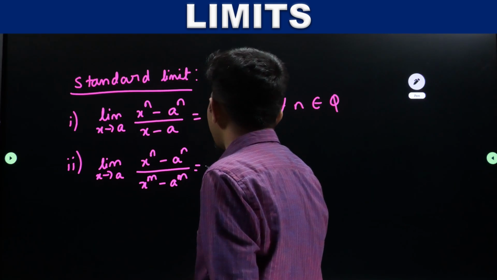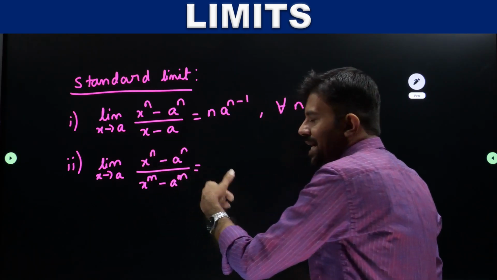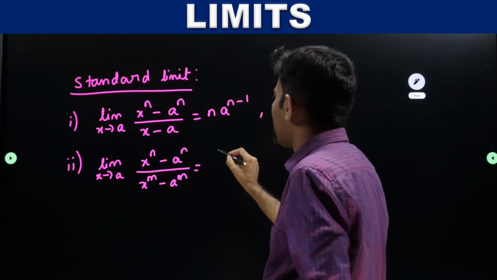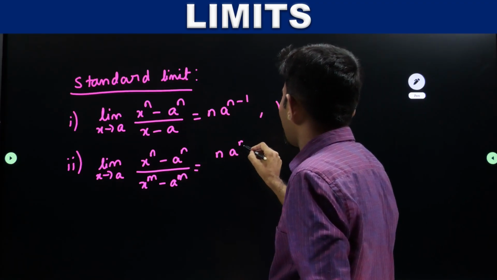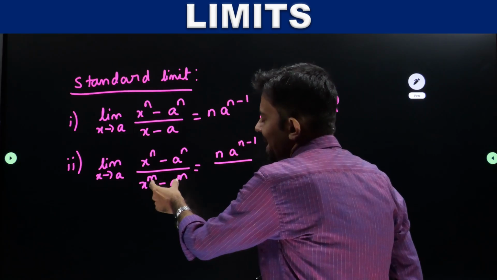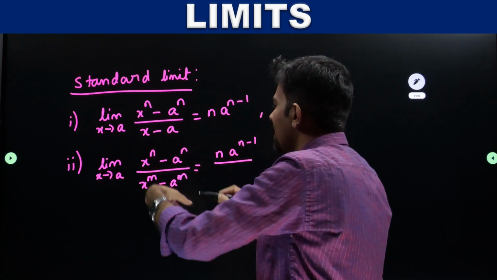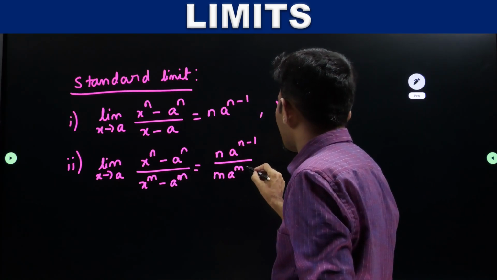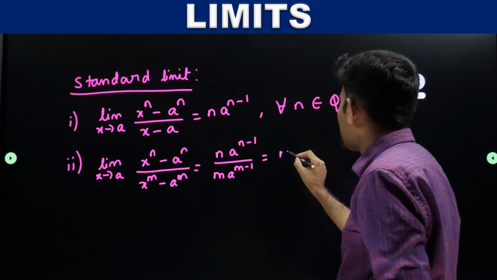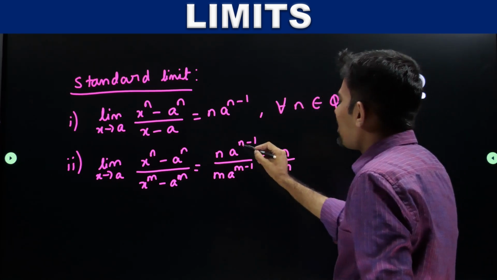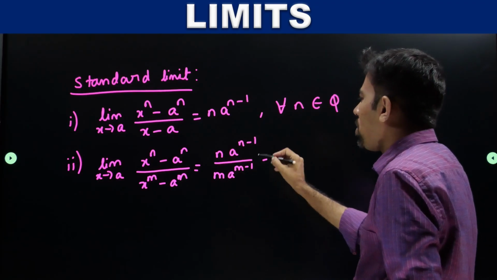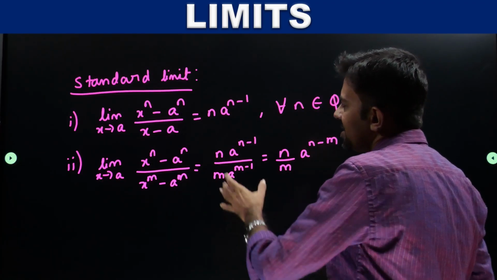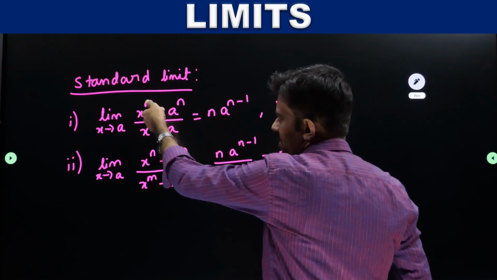We can divide by x minus a for both numerator and denominator and apply this limit. For the numerator, if we divide by x minus a, it takes this form, n into a power n minus 1. And for the denominator, we divide by x minus a and apply this result. Instead of n, we have m, that is m into a power m minus 1. This will simplify to n by m. A power minus 1 cancels from numerator and denominator. What remains is a power n minus m. This is another case of the first one.